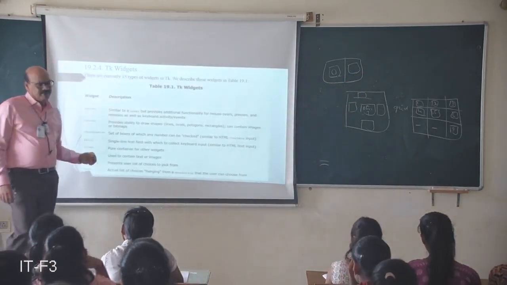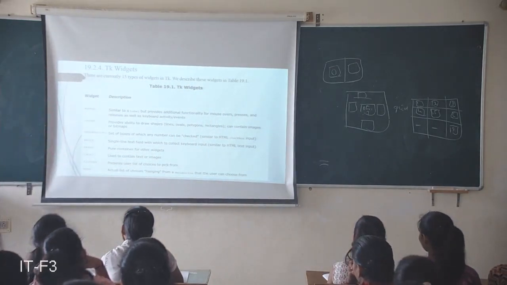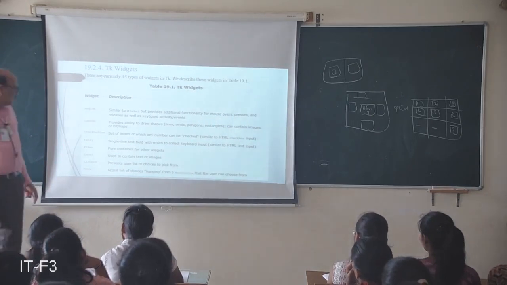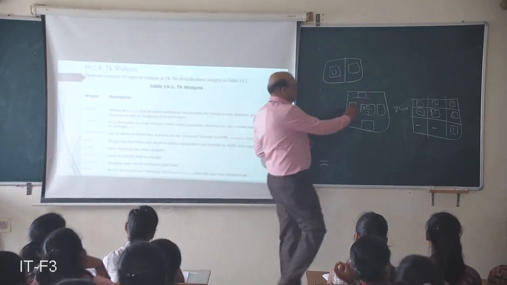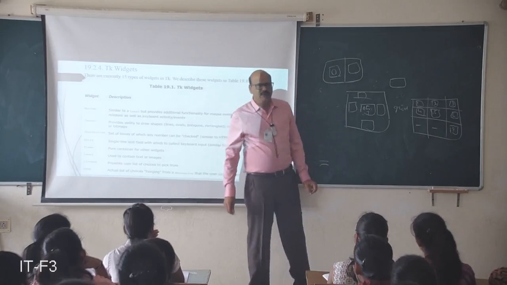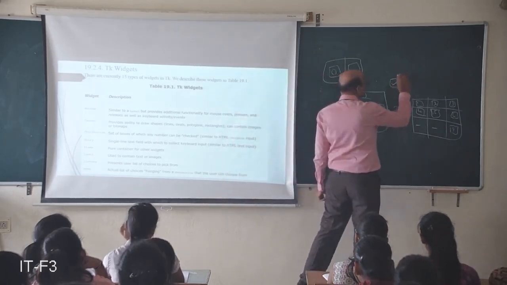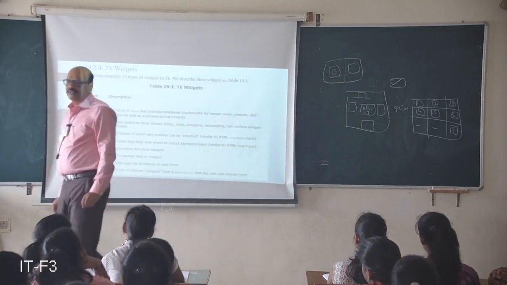And then check button. So you know what the check button is? Can you give an example? Windows check button. What is the difference between radio button and check button? Check button generally will be in square shape. When I click on this, a tick will appear. Tick means it is enabled, otherwise it is disabled.